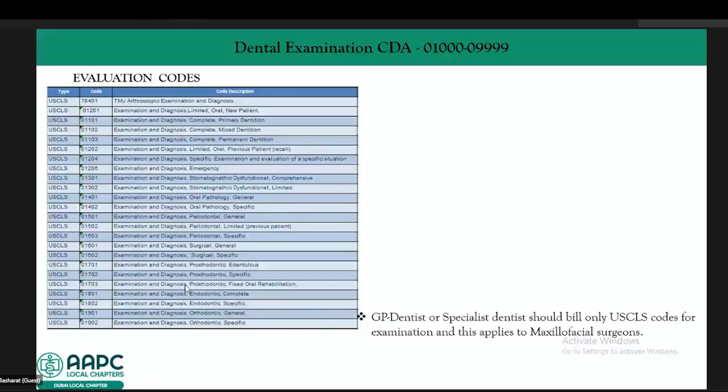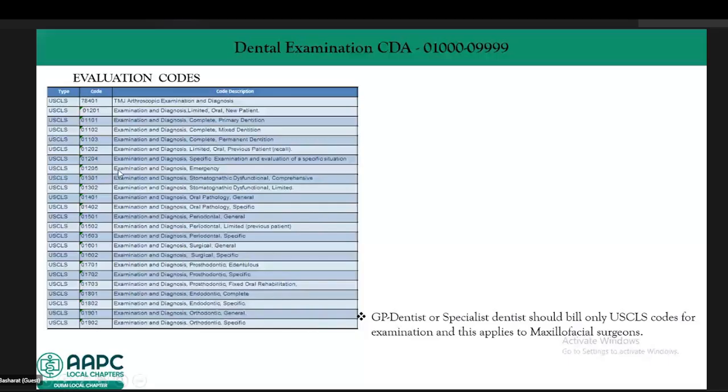Okay, per specialty. For example, for the new patient or for the limited exam, we are having this code 01201. If the patient is coming for the follow-up, it is 01202. Then, as I mentioned before, for the emergency examination, we are having this one, 01205. Then for the full mouth examination, we are having this one.